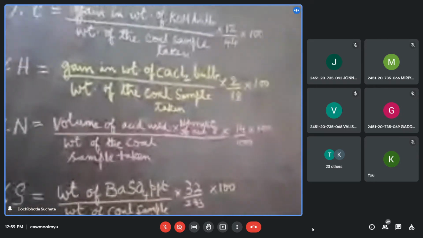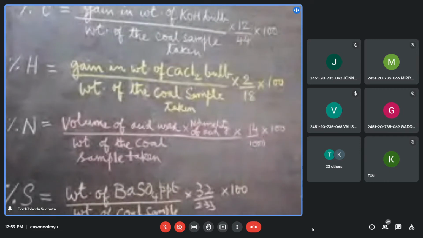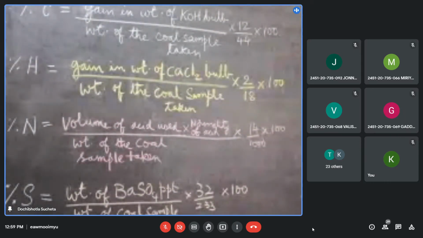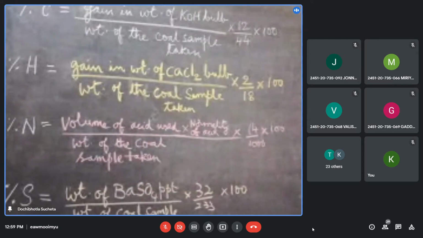Percentage of nitrogen is equal to volume of the acid used into normality divided by weight of the coal sample taken into 14 divided by 1000 into 100.